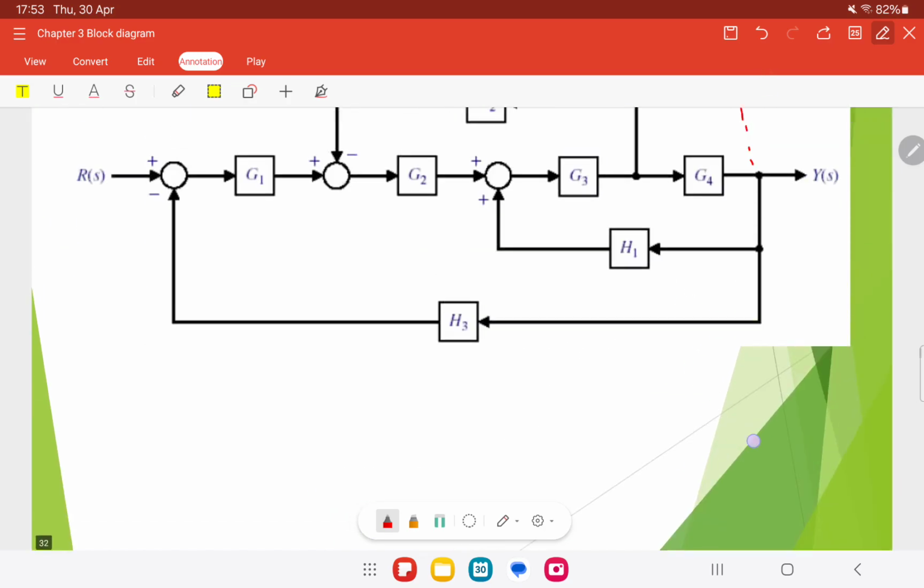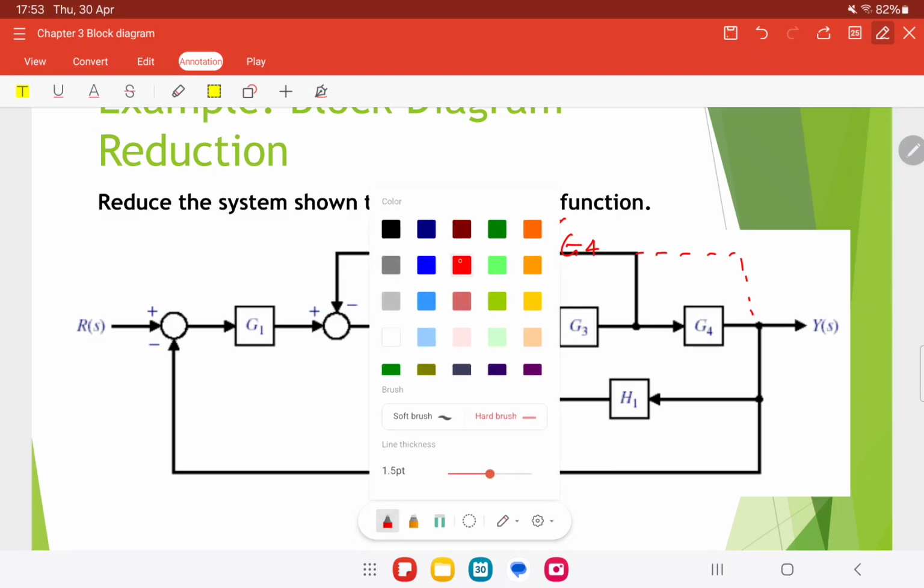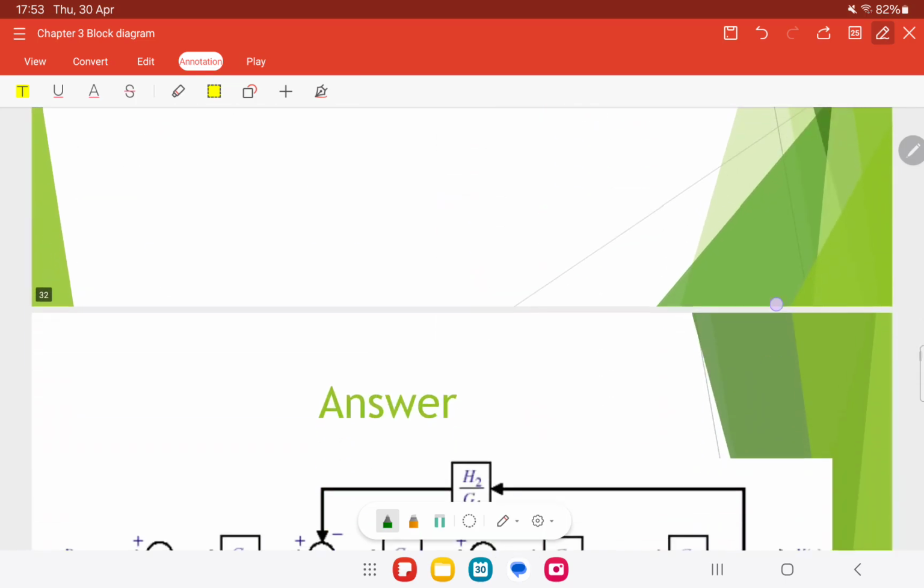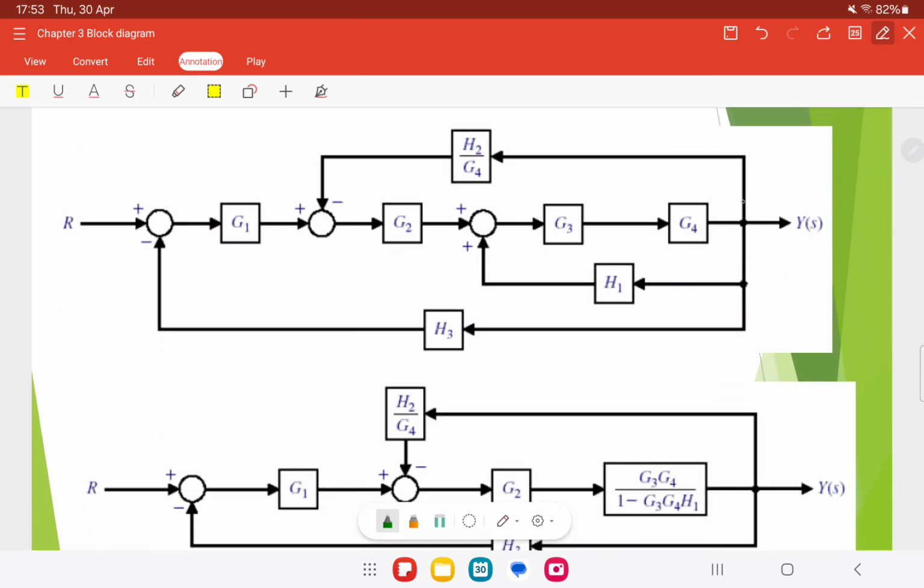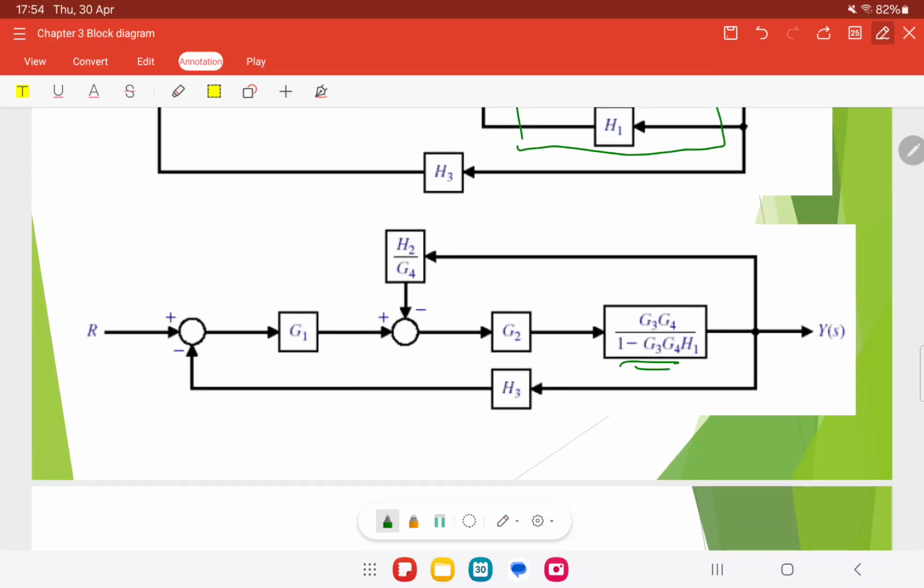And then after that we can solve it. Once it is pulled, we can do this one in here first. Cascade G3, G4 with H1. After that we can solve with the one above. Once we have moved it, it will become like this one, and then we solve this one first. Cascade and also feedback. So it will become like this one.